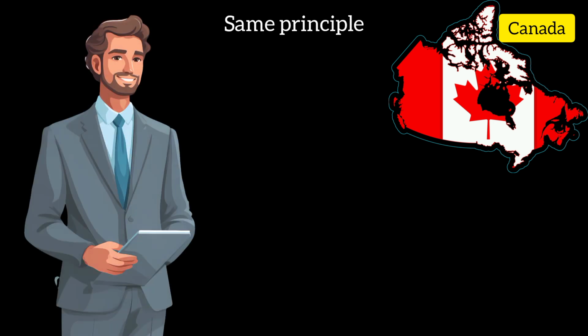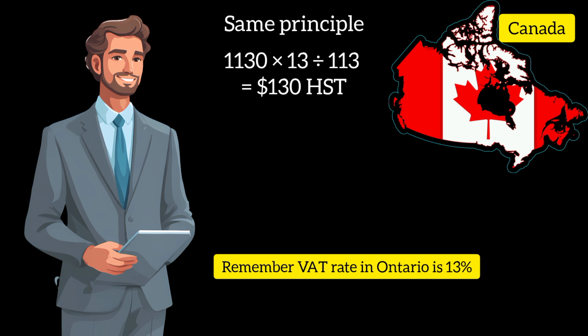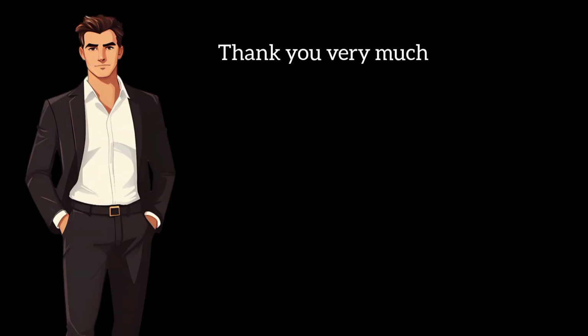Same principle. You'd extract the HST like this: 1,130 times 13 divided by 113 equals $130 HST. Nice and simple. Thank you very much, Jack.